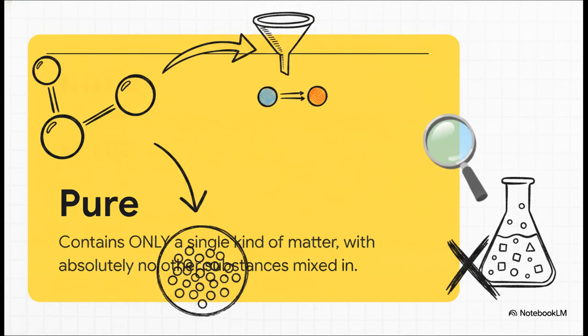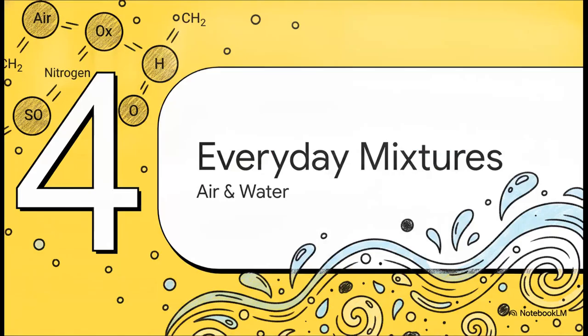For example, scientifically pure water contains only H2O molecules, and literally nothing else. If it has even a microscopic trace of something else mixed in, any scientist will tell you it's a mixture, plain and simple. Which brings us nicely to Section 4, everyday mixtures, air and water. Keeping that super strict, unbending definition of pure in mind, let's examine two things we interact with constantly. I think you'll find the reality is a lot messier and, honestly, a lot more interesting than you might expect.